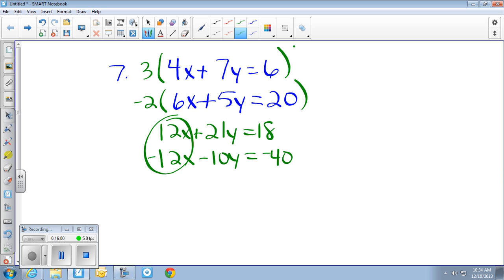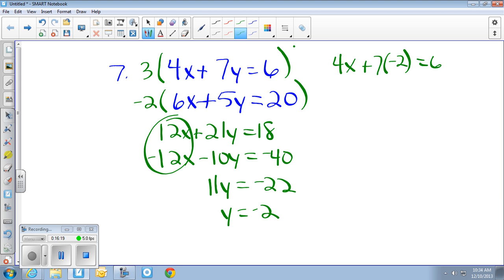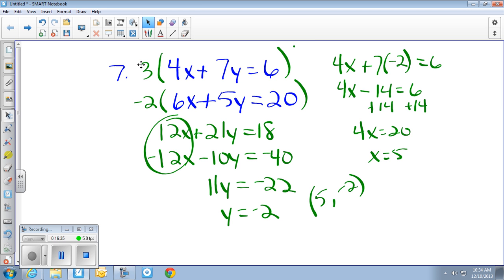Now I can cancel out my x's, and I end up with 11y on the left and negative 22 on the right. So y is equal to negative 2. Plug that into the original, and then solve for my x. X is equal to 5. So 5, negative 2 is my solution. Again, I just had to tweak both equations to reach a point where I could eliminate one of the variables.